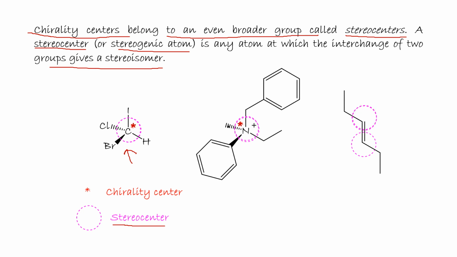Here, this carbon we can call a stereocenter, and this carbon too. Why? If you change this group with the hydrogen, replacing them, you get a completely different compound. We get a stereoisomer of that compound. That's why we call it a stereocenter.